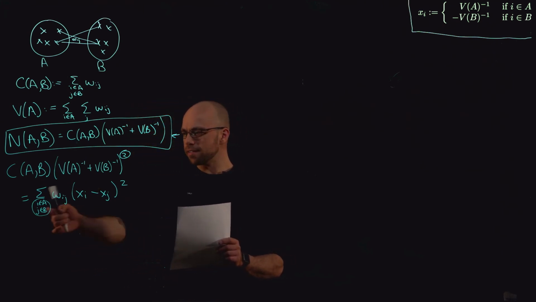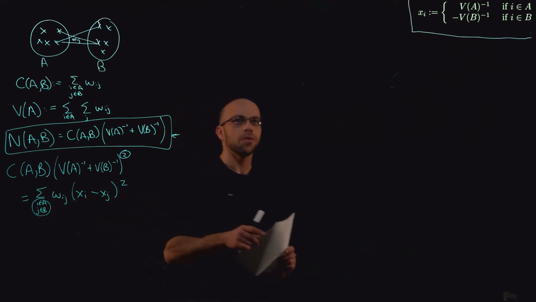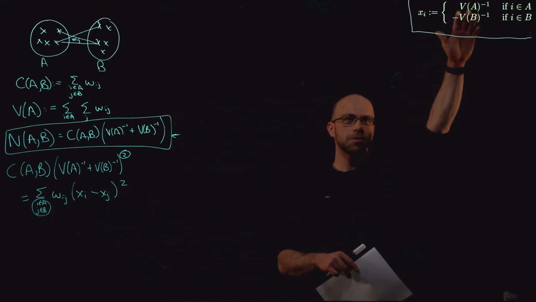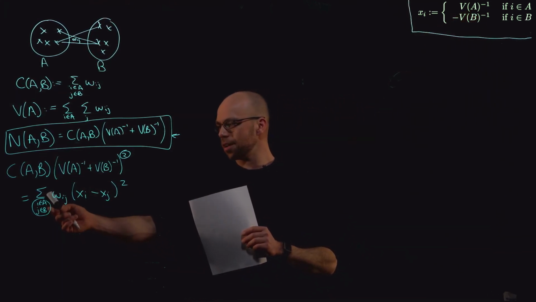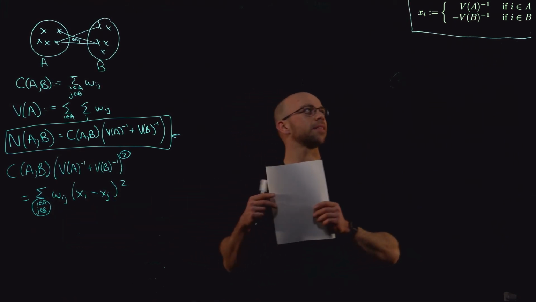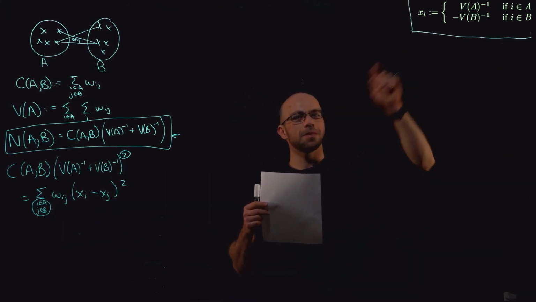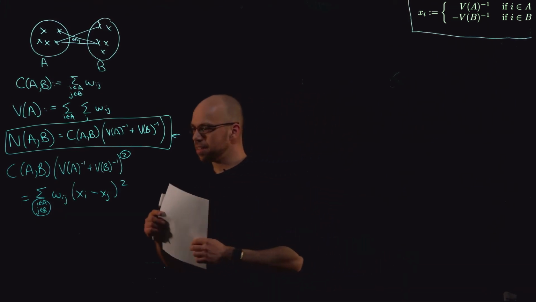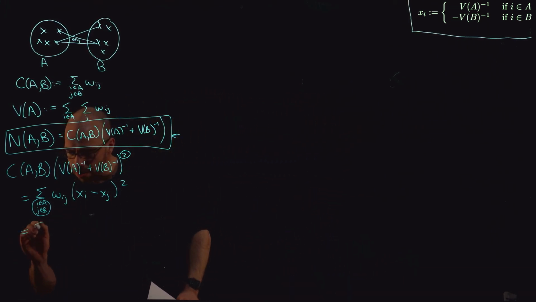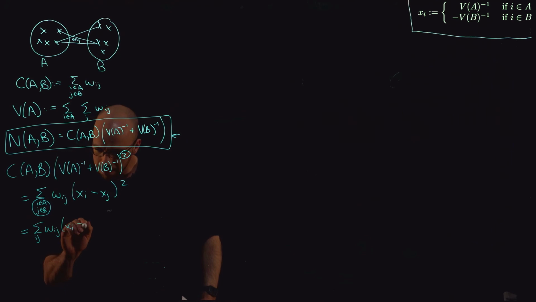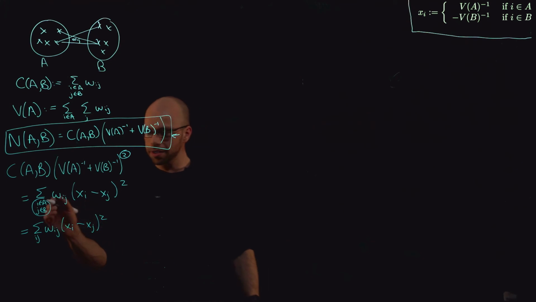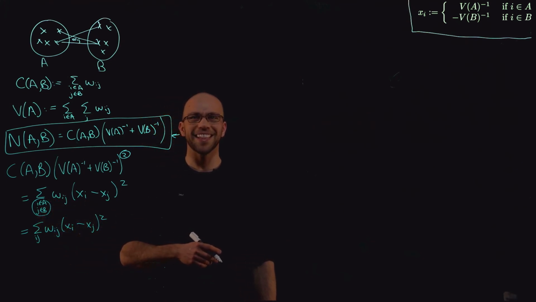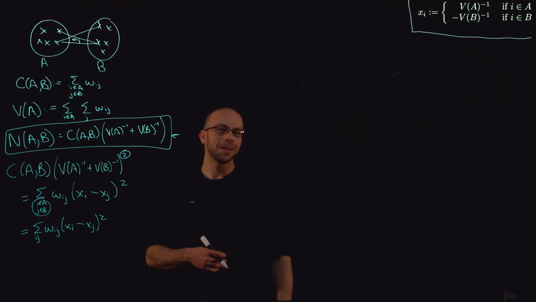But what happens if i is in A and j is in A? Well, then xi and xj are both equal to VA inverse, and so their difference is 0. Similarly, if both i and j are in B, then both terms are equal to VB inverse times minus 1. So in fact, this sum is exactly the same as the sum over all ij of Wij times (xi minus xj) squared. Essentially, to get from one to the other here, I just added a bunch of zeros. That's it.